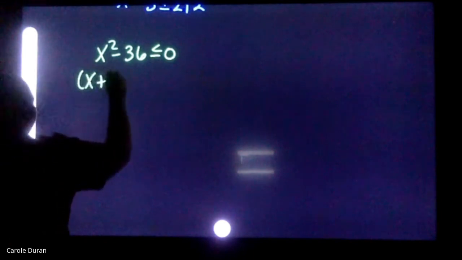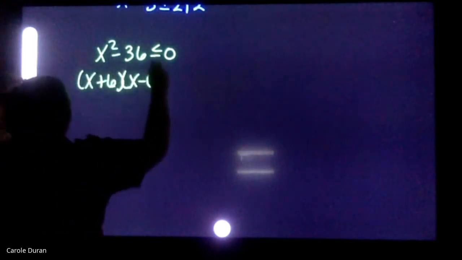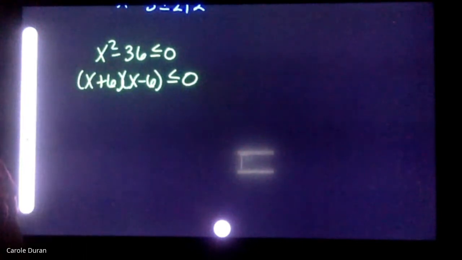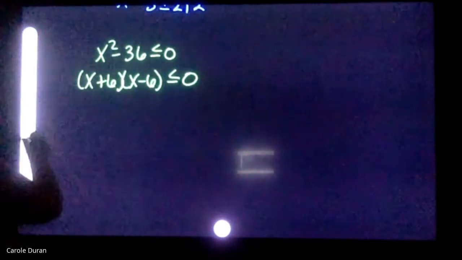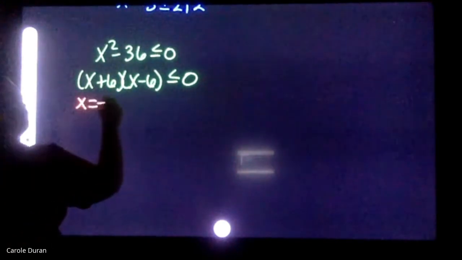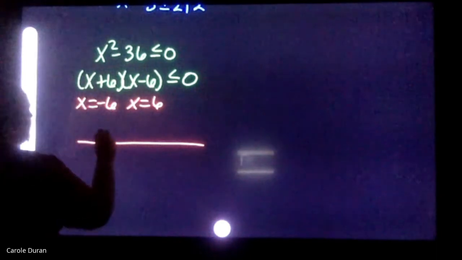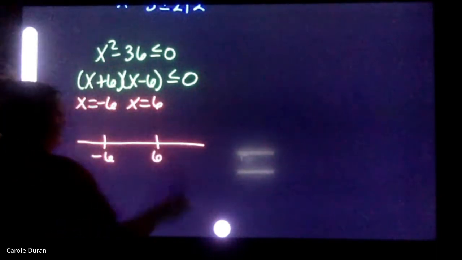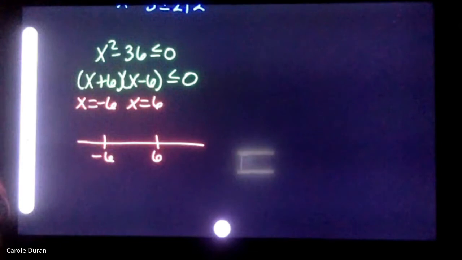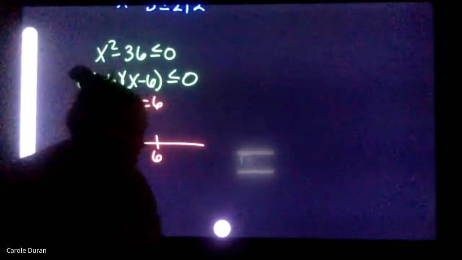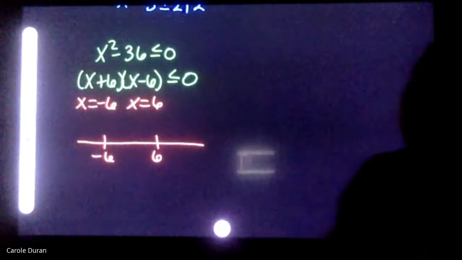The root of x squared is x. The root of 36 is 6. So this turns into x plus 6, x minus 6, less than or equal to 0. Once I have that left side factored as far as I can go, I find what my zeros actually are. And then I build a number line with those zeros on it. As it is an inequality, I'm not looking for one specific answer. I'm looking for an interval of answers.